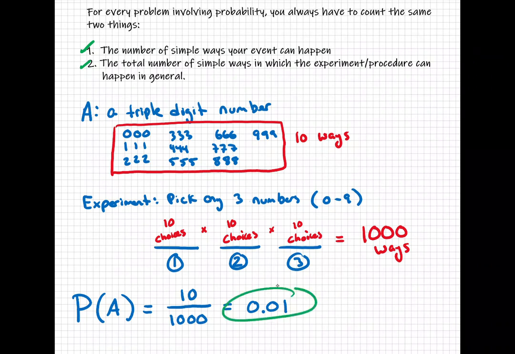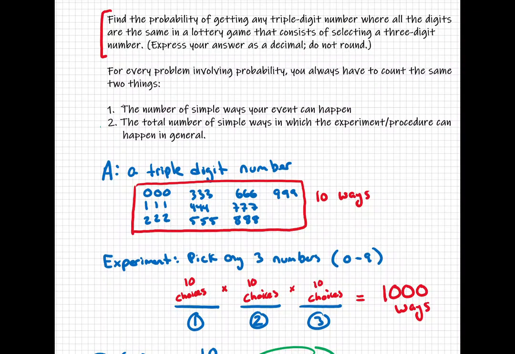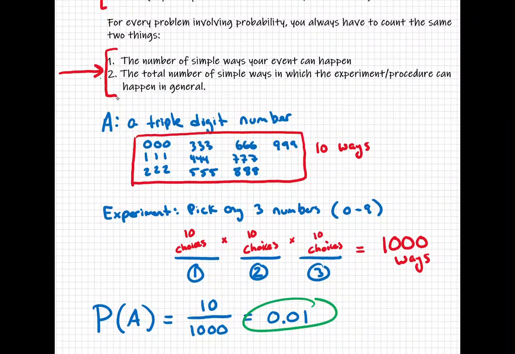All right, but in general, keep in mind, this is always the way we solve these problems. It's always this. Counting 2 things. Count your event, count your experiment, and divide those 2 numbers. In this case, the 10 and the 1,000. All right, that does it for this problem.